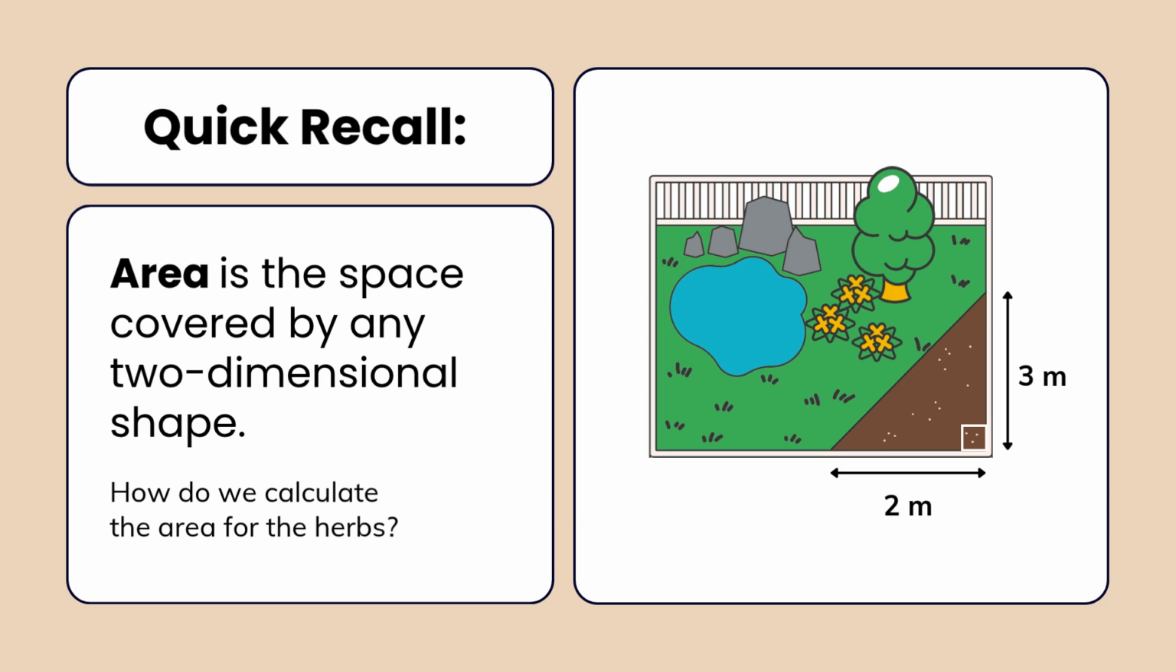Remember, area just means how much flat space something covers. Like if you laid a blanket on the floor, the area is how much floor the blanket covers. So how do we find the area of Duke's herb patch?